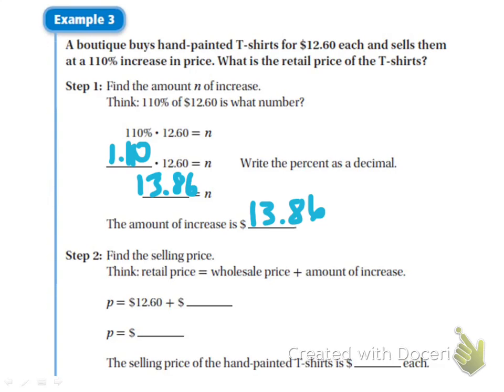So think, the retail price is the whole price plus the amount of increase. So our amount of increase was $13.86. So if we add these two together, we find the amount the t-shirt is selling for is $26.46 each.